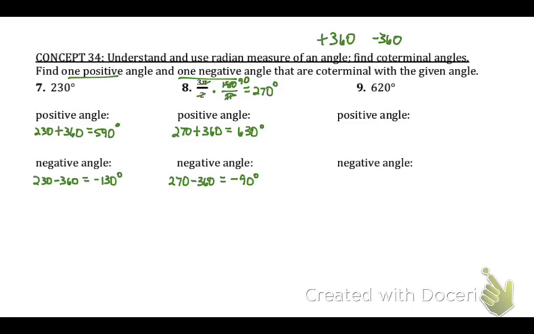Now number 9 is 620 degrees, so it is over one rotation. So I'm going to go ahead and subtract 360 degrees because I can tell I will still be positive, and that is a positive coterminal angle, 260. Then I'm just going to keep subtracting 360 degrees, and I'm in the negatives now. So now I have a negative coterminal angle.